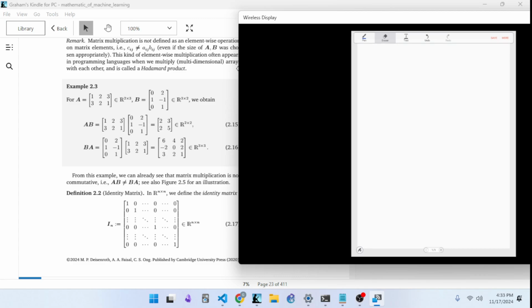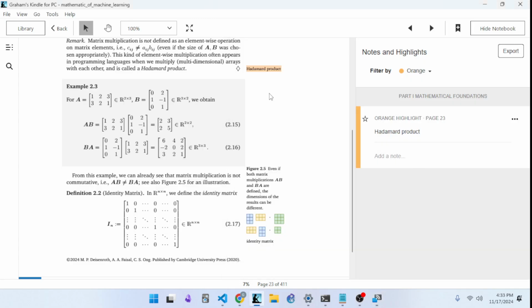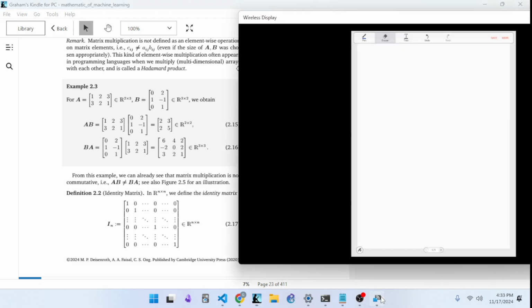So this is an example. My mouse got captured, so that's just an Alt Tab. So, this is a bit of a hands-on, so let me draw this out. So for A equals 1 2 3, 3 2 1.